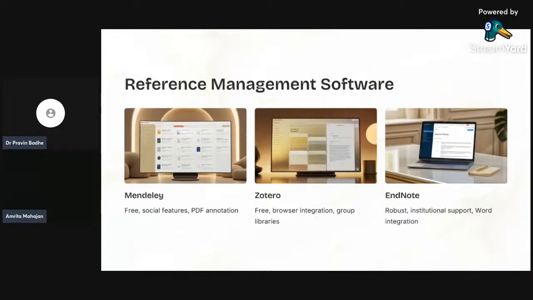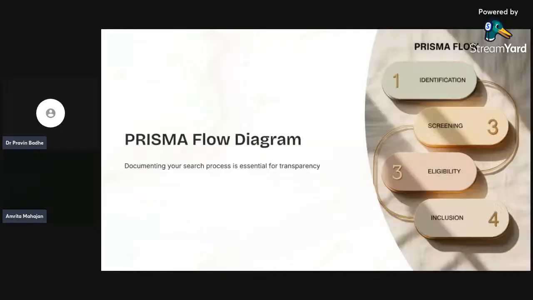So why is the Prisma flow diagram important? It actually shows you how you work systematically. It makes sure your research process is transparent and reproducible. As I said, it will help in removing duplicates as well. It is required by most journals and publishers for systematic reviews. So this is how it actually works.